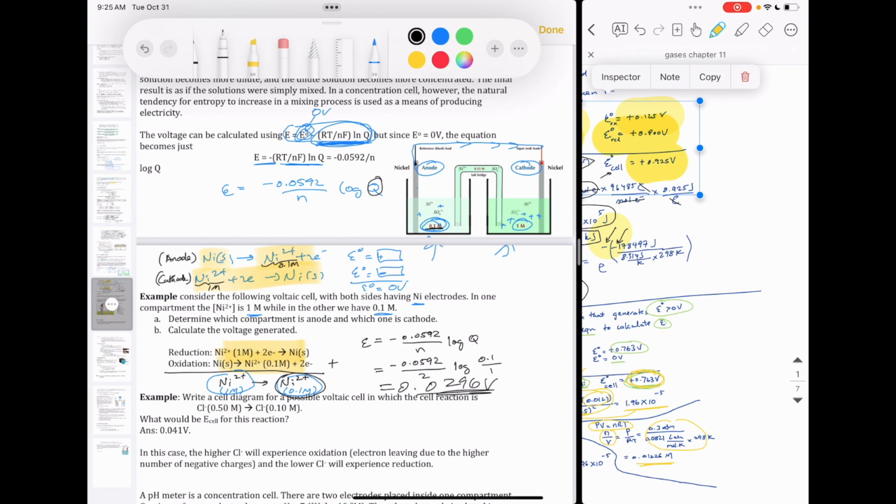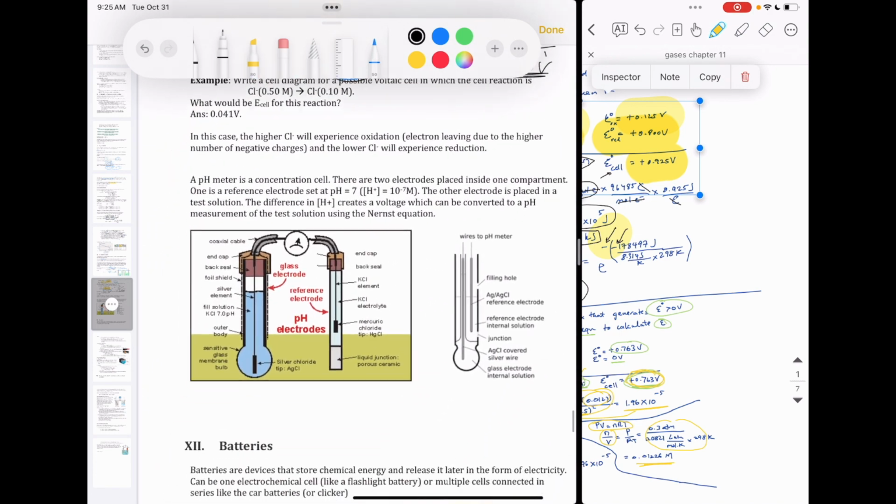So I get some amount of voltage out of this concentration cell, again, even though it's the same components on both the cathode and the anode. So you can see that it still generates a voltage.